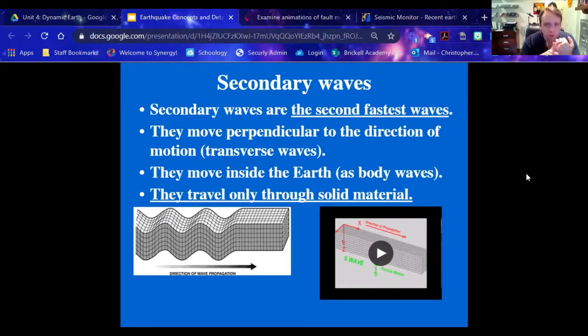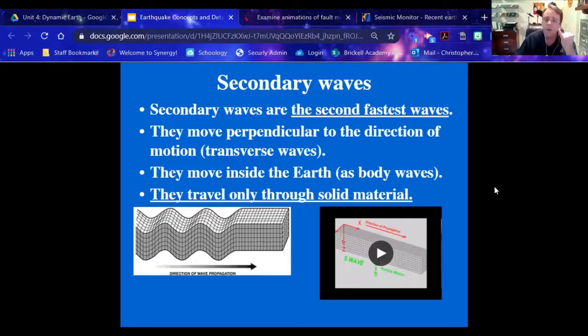Last big thing on secondary waves, please make sure you remember this. Primary waves can travel through solids and liquids. Secondary waves can only travel through solids. So primary waves can go through both. Secondary waves can only go through solids. They cannot go through liquids. It becomes very important in just a little while.